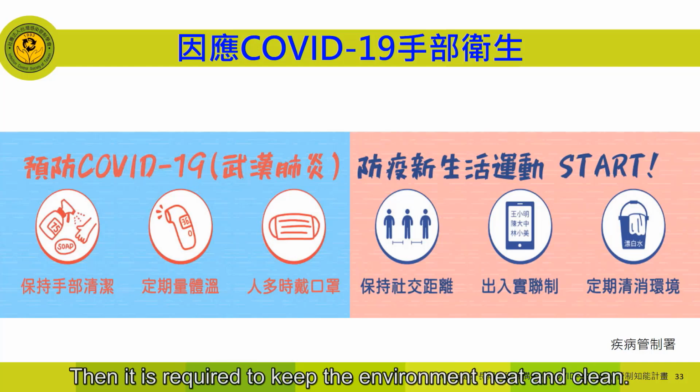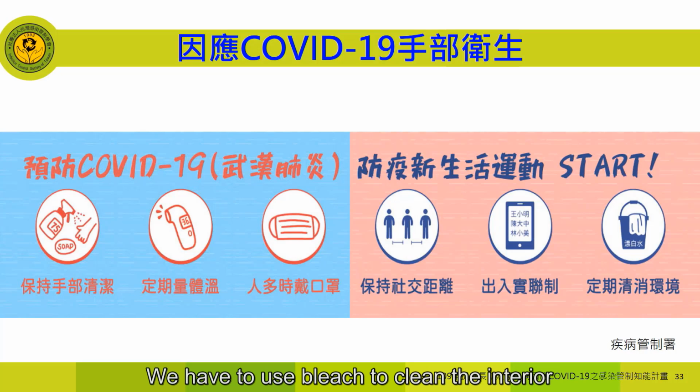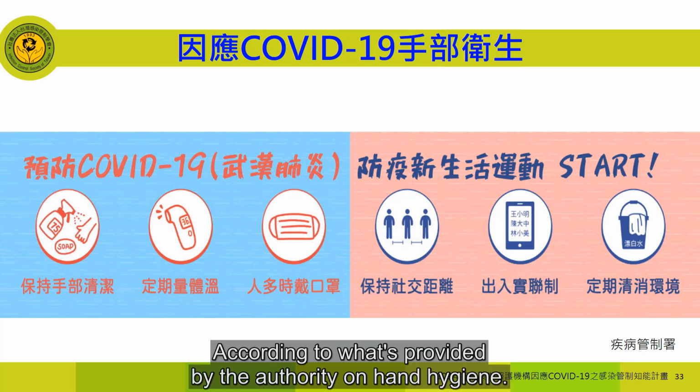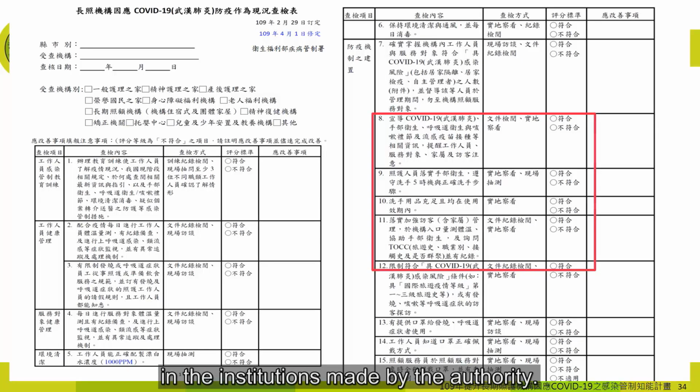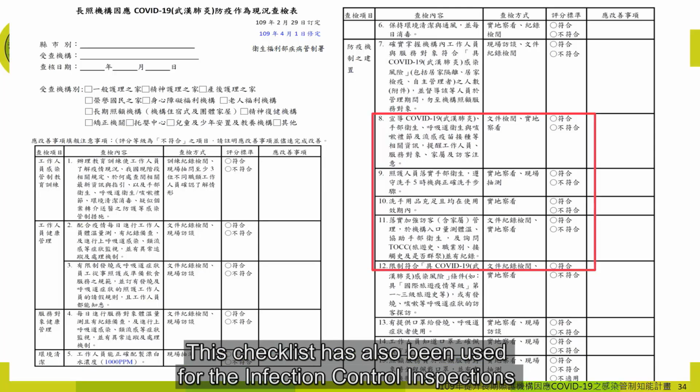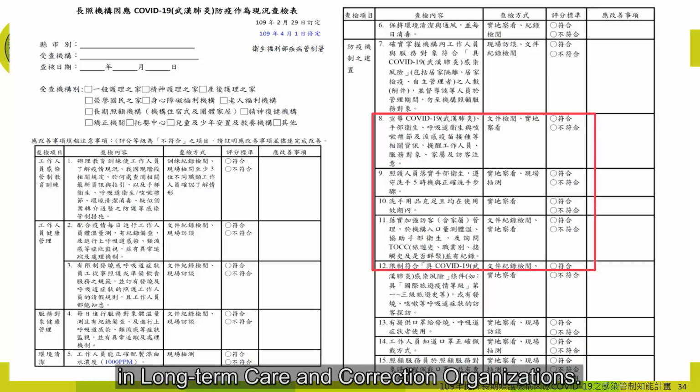Then it is required to keep the environment neat and clean. We have to use bleach to clean the interior of the institution on a regular basis, according to what's provided by the authority on hand hygiene. And here is the checklist on prevention implementation in the institutions made by the authority. This checklist has also been used for the infection control inspections in long-term care and correction organizations.